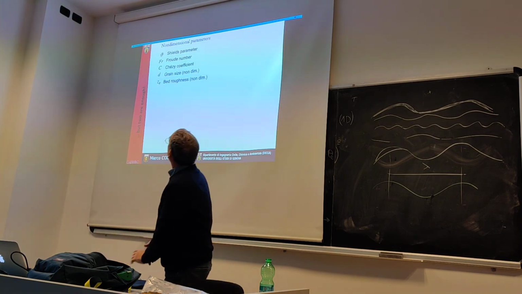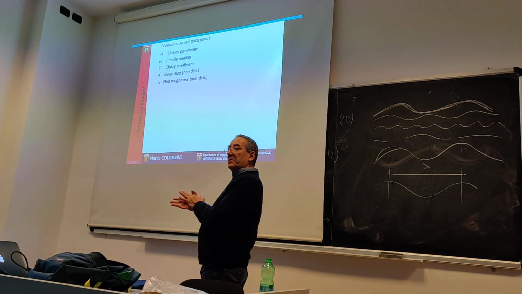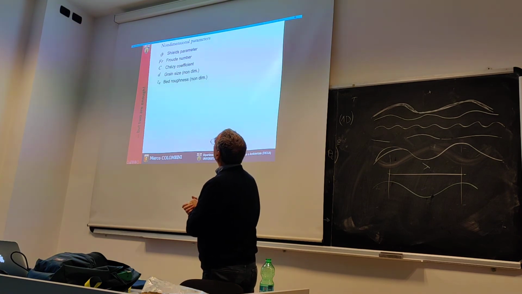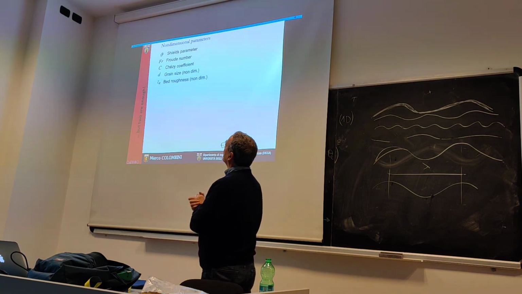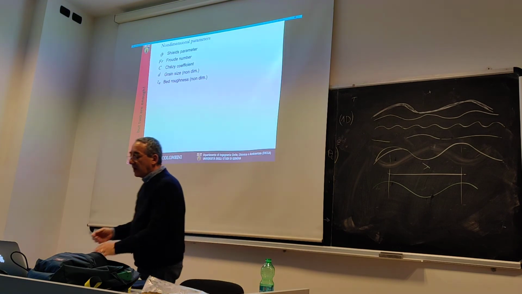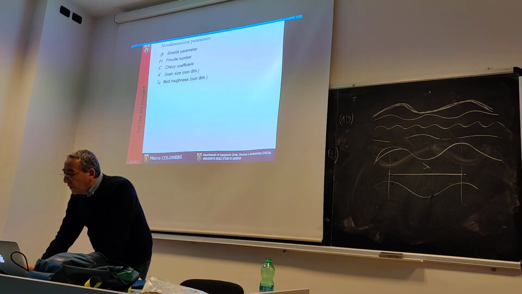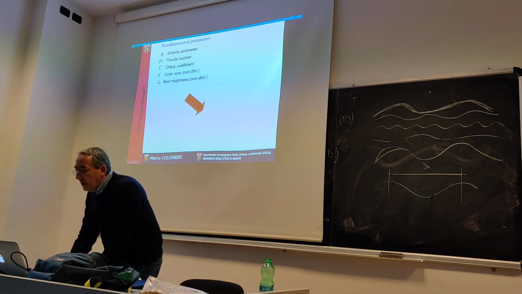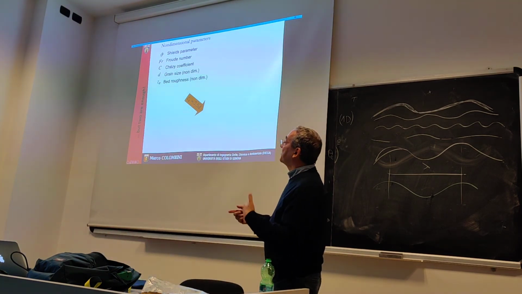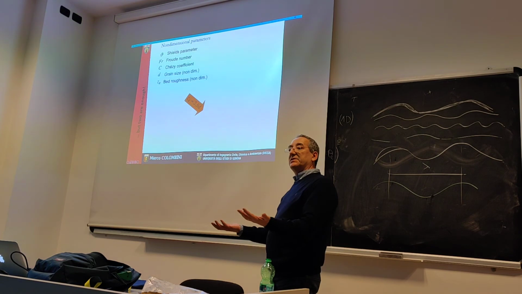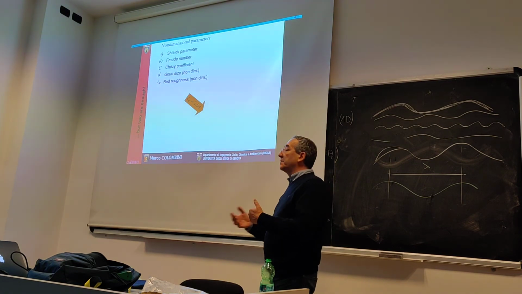That's it. Now we have reduced the number of parameters to these: the shear parameter, the Froude number, the Chezy coefficient, the non-dimensional grain size, and the non-dimensional bed roughness. We can do more because we can assume, as we usually do, that the bed roughness is related to the grain size of the bed.